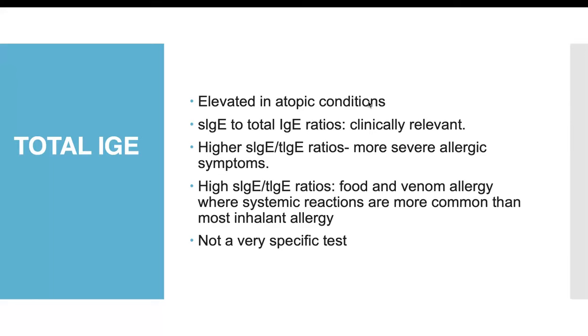Higher serum specific IgE to total IgE ratios were associated with more severe allergic symptoms, as per some studies. Specifically, high ratios were seen in food and venom allergy, where systemic reactions are more common than in most inhalant allergies. It is not a very specific test and may be raised in worm infestation also. Some research says that Indians generally have higher average total IgE than Western populations.